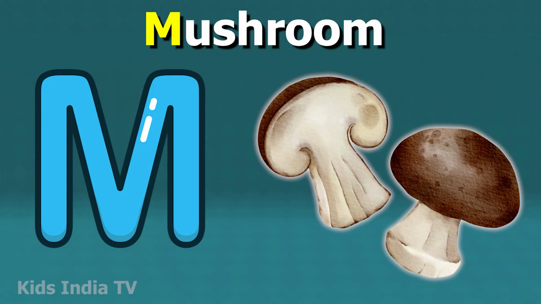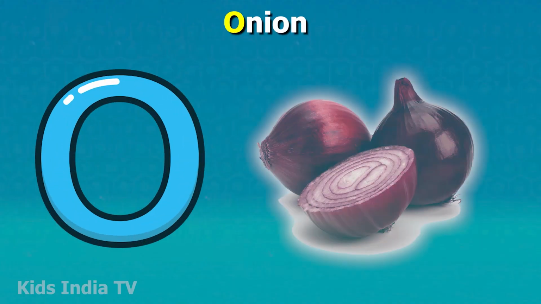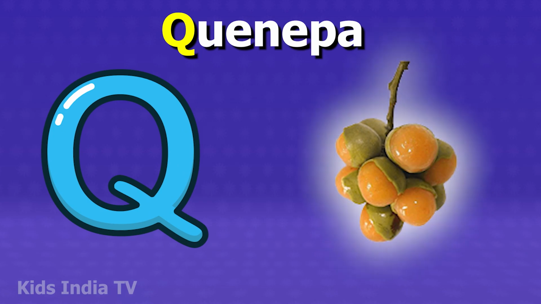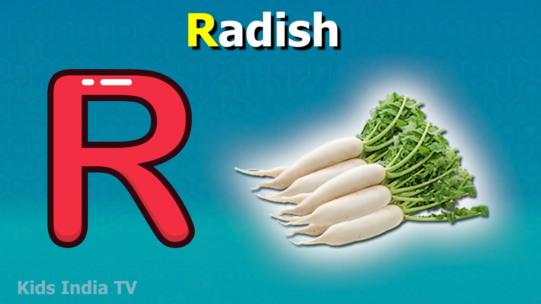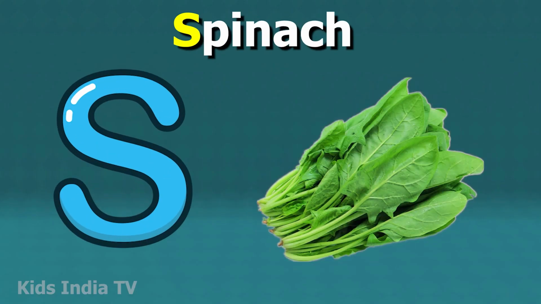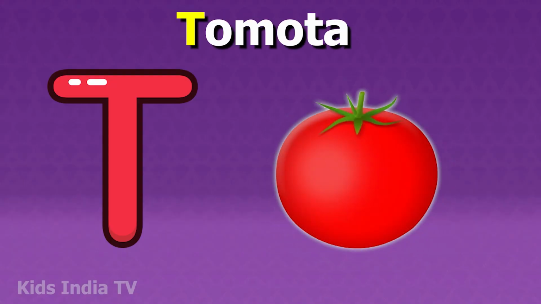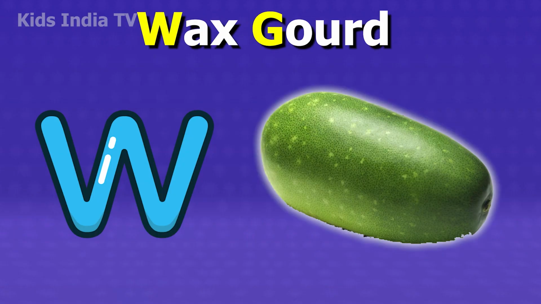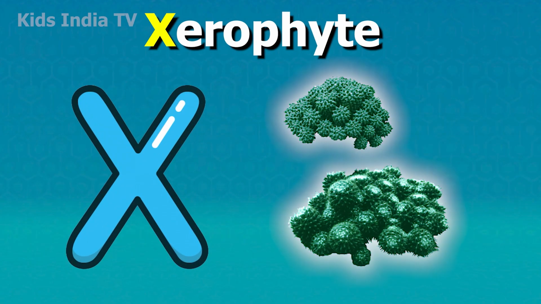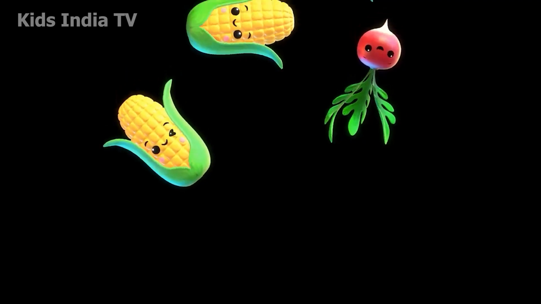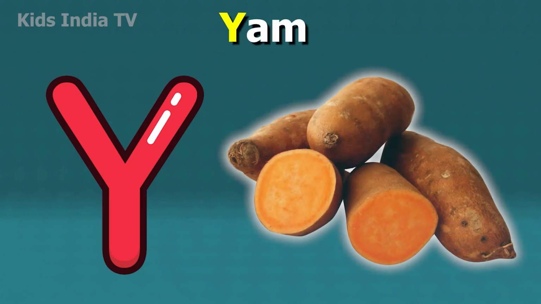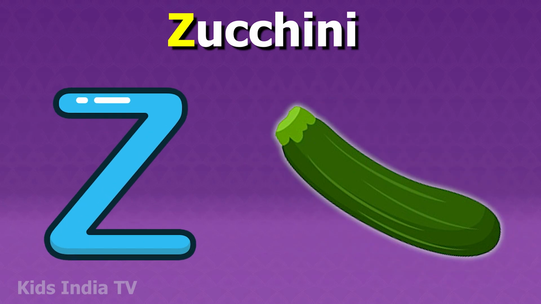M for mushroom, N for nips, O for onion, P for potato, Q for quinoa, R for radish, S for spinach, T for tomato, U for ubi, V for vanilla, W for wax gourd, X for 05. Y for yam, Z for zucchini.